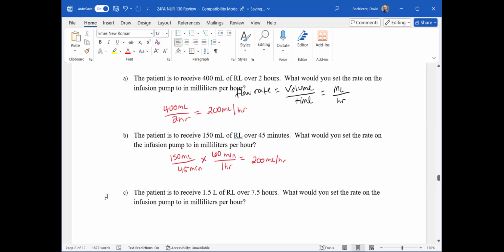And then letter C, the biggest thing is you have to remember that 1.5 liters is the same thing as 1,500 milliliters. And then you just divide by 7.5 hours. And again, after you reduce it, you get the same answer, 200 milliliters per hour.